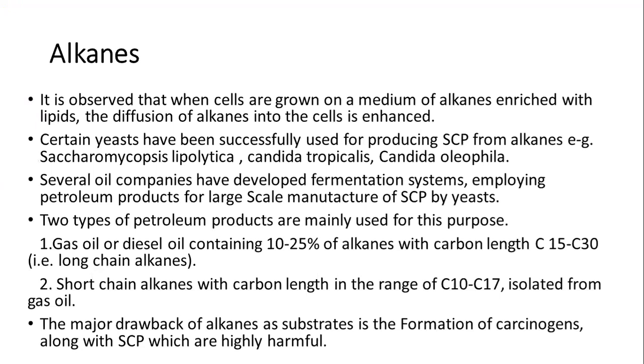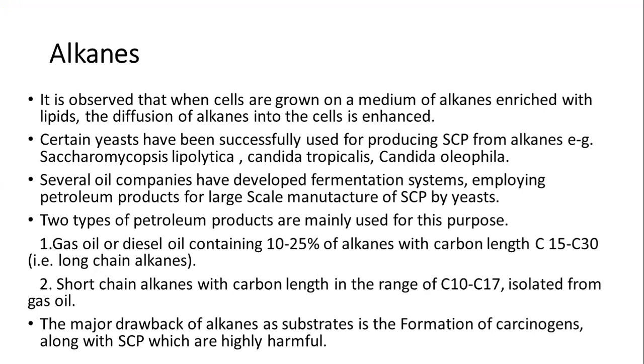Now coming to the alkane. The cells grow on medium containing alkane. Certain yeasts use alkane for producing SCP: Saccharomyces lipolytica, Candida tropicalis, Candida oleophila. Several companies have developed fermentation systems employing petroleum products for producing SCP by yeast at a large scale. There are two types of petroleum products. The first is gas oil or diesel oil containing 25% alkane with a carbon length of carbon 13 to carbon 15, that is the long chain alkane. The second has a carbon range of carbon 10 to carbon 17, that is the short chain alkane isolated from gas oil.